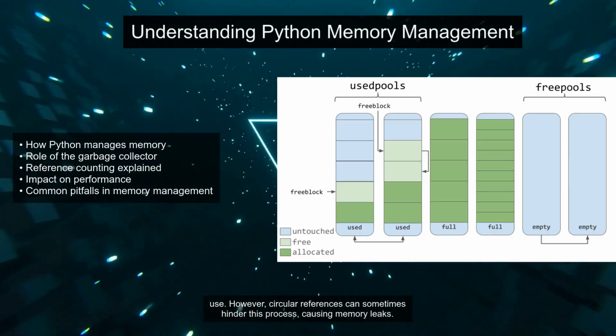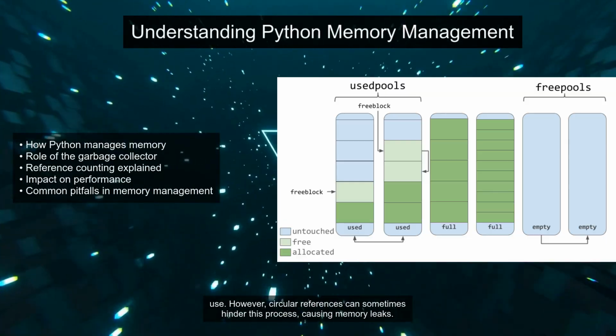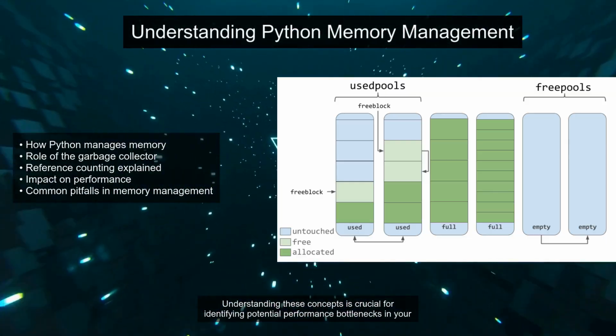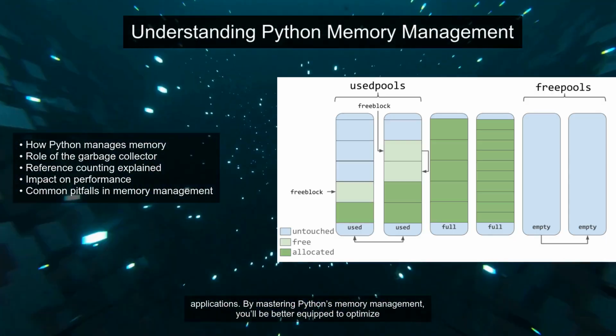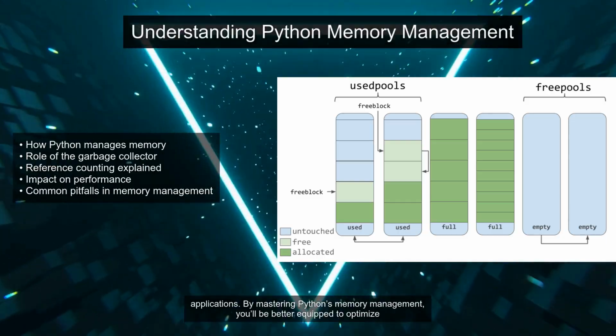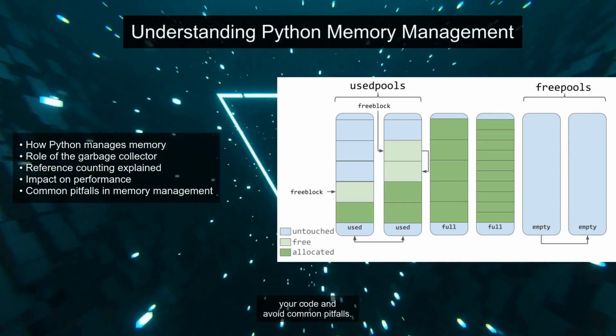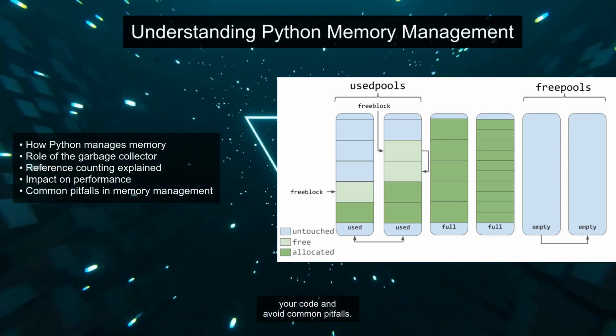However, circular references can sometimes hinder this process, causing memory leaks. Understanding these concepts is crucial for identifying potential performance bottlenecks in your applications. By mastering Python's memory management, you'll be better equipped to optimize your code and avoid common pitfalls.